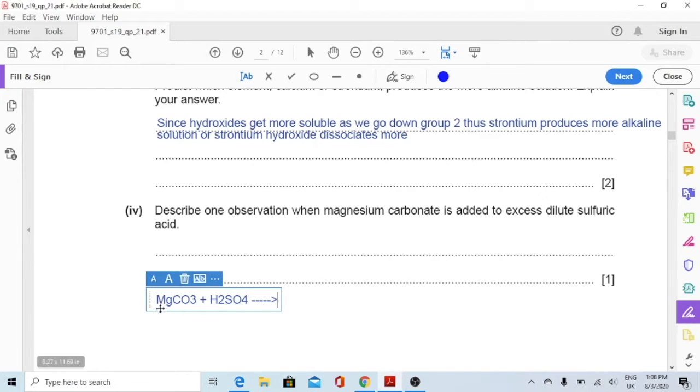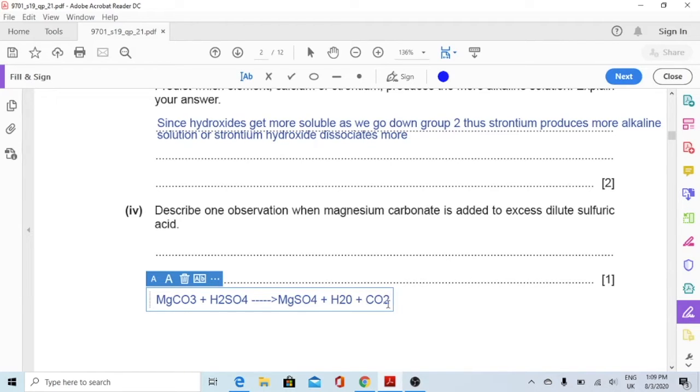okay, so this is a metal carbonate. It reacts with an acid, so the reaction will be metal salt plus carbon dioxide plus water. So this will become MgSO4. Since MgSO4 is a salt, MgSO4 plus water plus carbon dioxide. So it says you have to describe one observation. There are two things forming. One is MgSO4 and one is carbon dioxide gas.